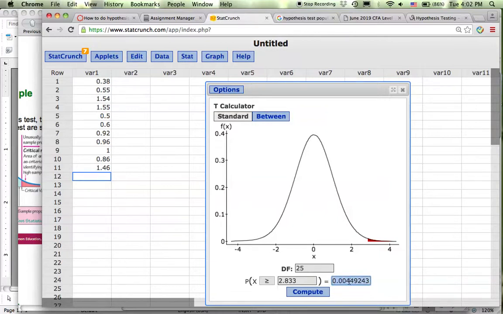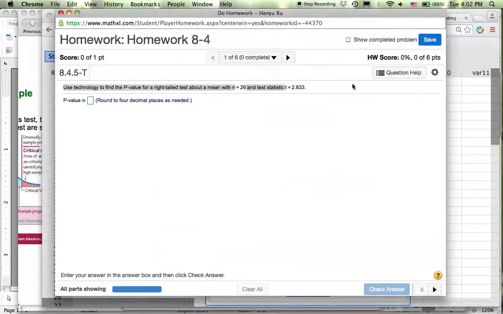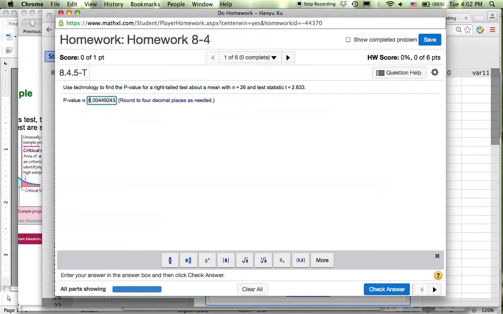That should be rounded to 4 decimal places, so you put that in. 4 decimal places would be, the next digit should be 5, so 0.0045.